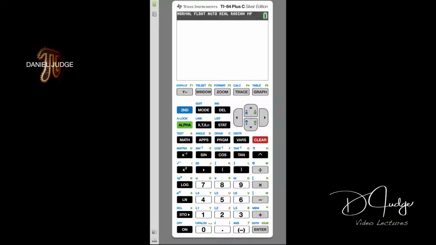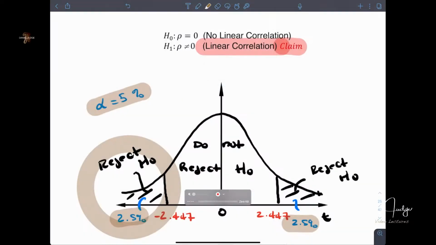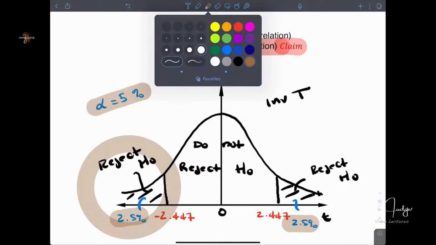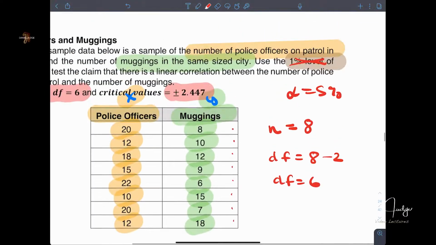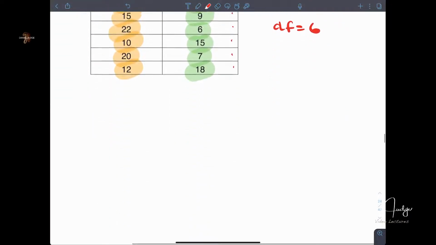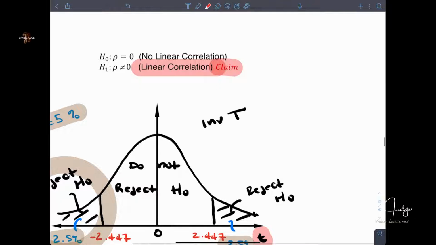So let's go through the process. Now, you want to get your critical values. You're going to go through second distribution. It's not going to be inverse norm, ladies and gentlemen. You're going to go to inverse t. To get the critical values, inverse t, because this is the student's distribution. This is a small sample. Remember, small sample sizes, T distribution. n is 8, so it's certainly no more than 30.